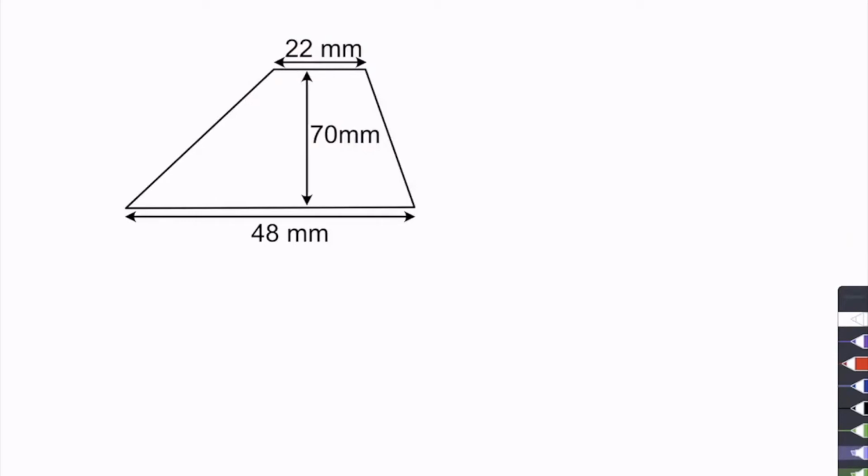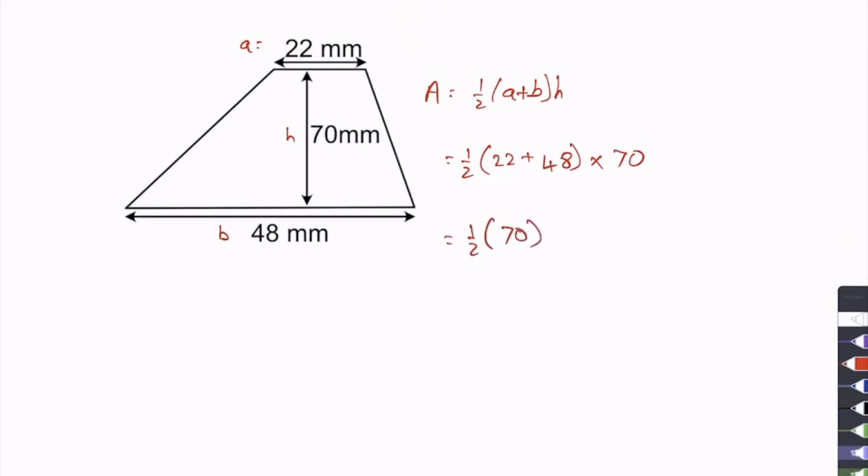Okay, so in this case, I'm going to call this side A, this side B. I've got my height there. I write my formula, half (A plus B) multiplied by the height, which gives me a half. A in this case is 22, plus B, which is 48, multiplied by 70, which gives me a half, and that is 70 there, times 70.